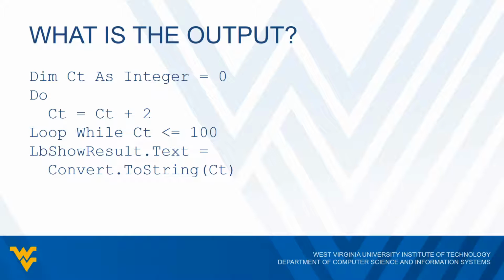Here we have another example. The only difference between this and the last example is our condition is checking if CT is less than or equal to 100. So let's follow this code and try it out and see if you can tell me what this is going to end up being.